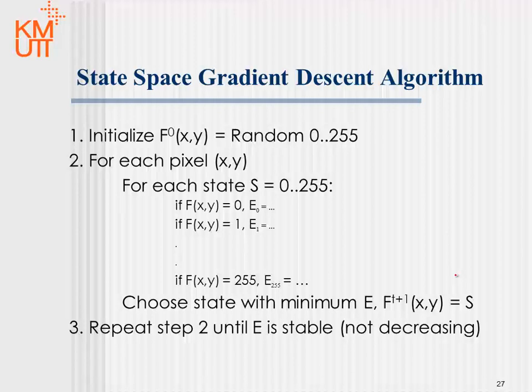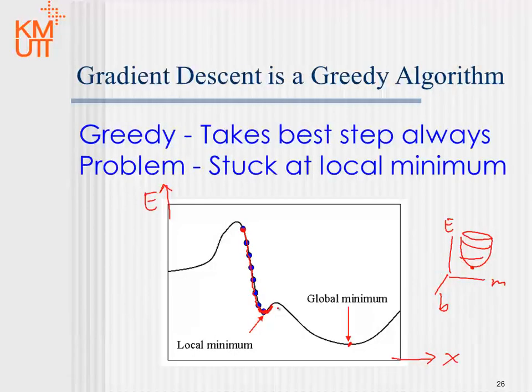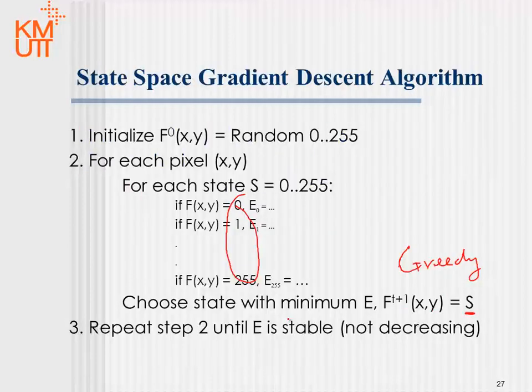Anyway, in state space gradient descent, remember that we look at the energy for each possible state and we choose the one with the minimum energy. So this is greedy, okay? Greedy because we will get stuck choosing the minimum all the time. We get stuck at a local minimum like that. So instead of being greedy, do we have a choice?